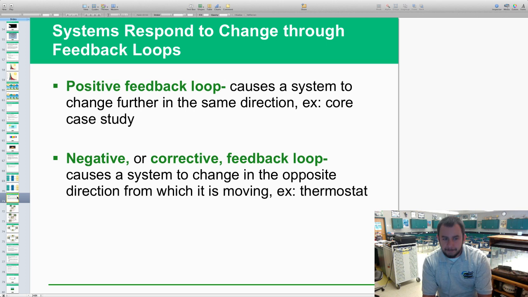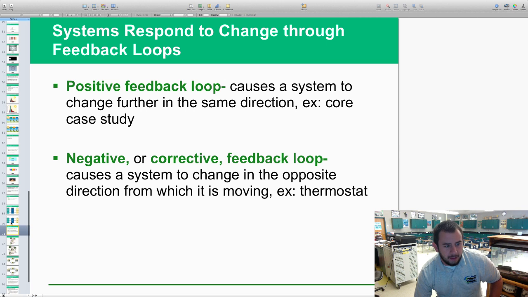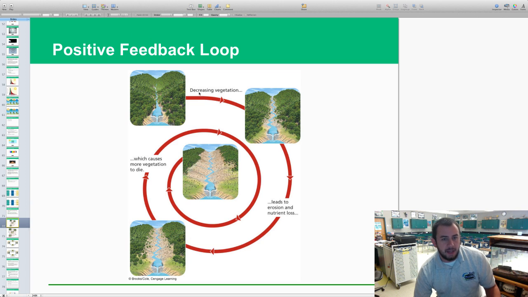In the case study, it looked like this, where you had the vegetation. We decreased the vegetation, which led to erosion and nutrient loss, which then led to further degradation or decreasing vegetation. Then more vegetation died, and it became a desert-like area around the river. That's an example of a positive feedback loop. It keeps going in the same direction, just like dominoes would.